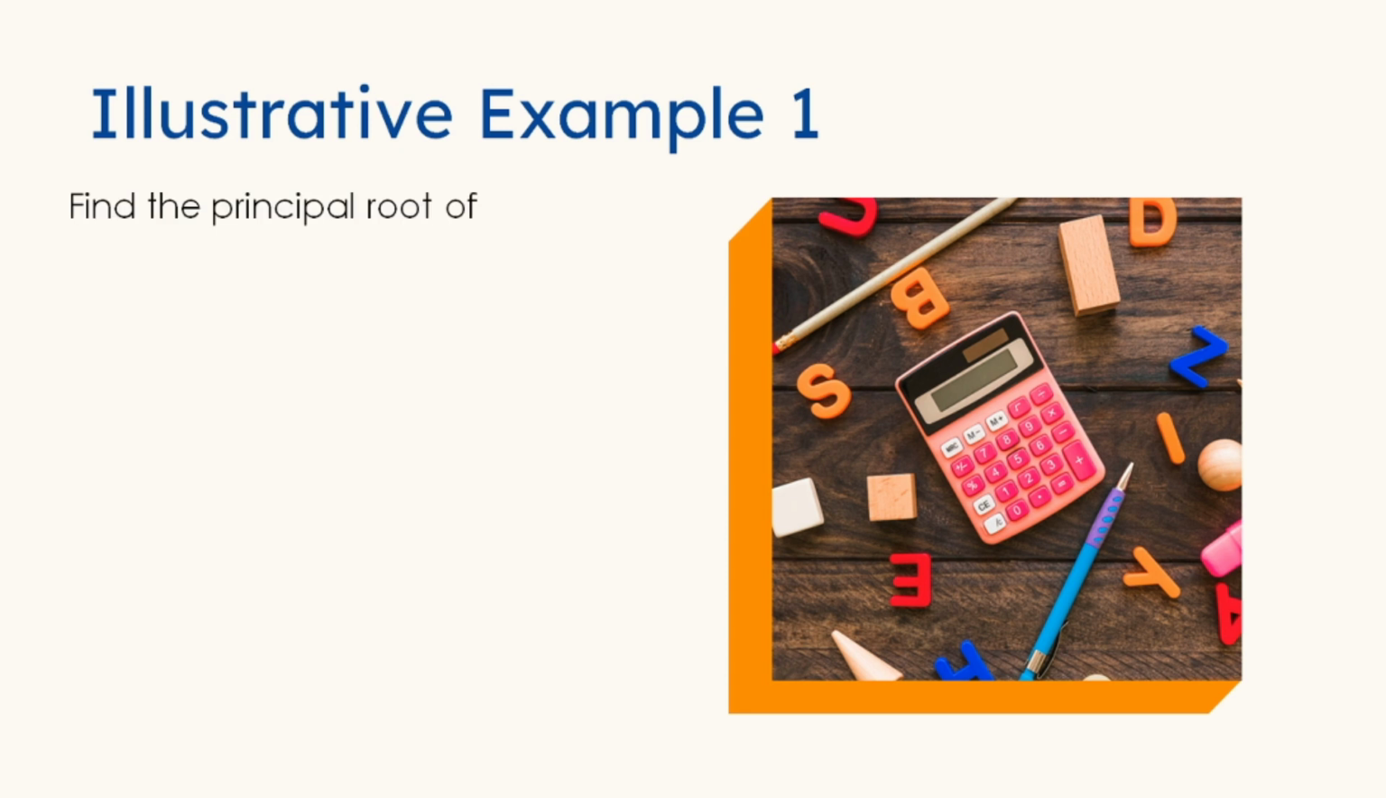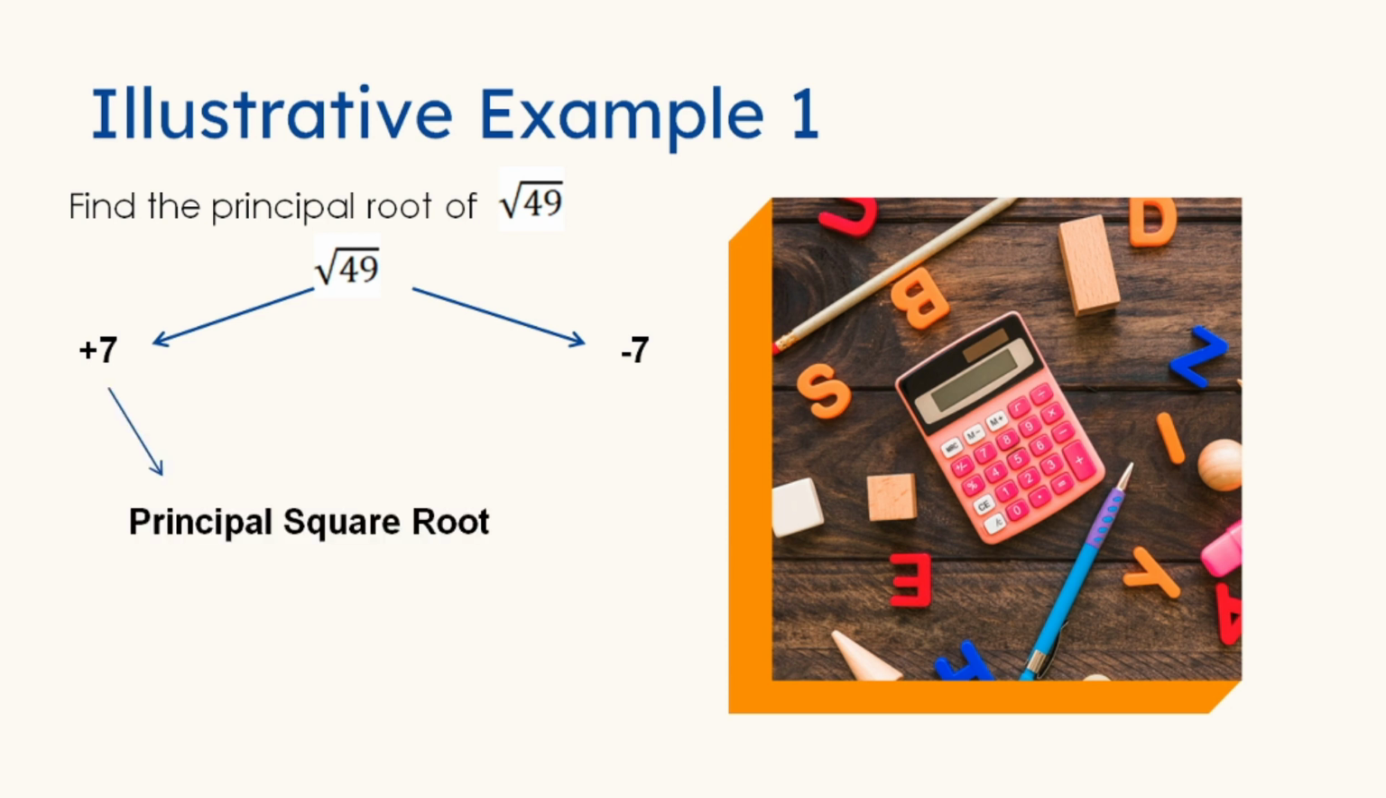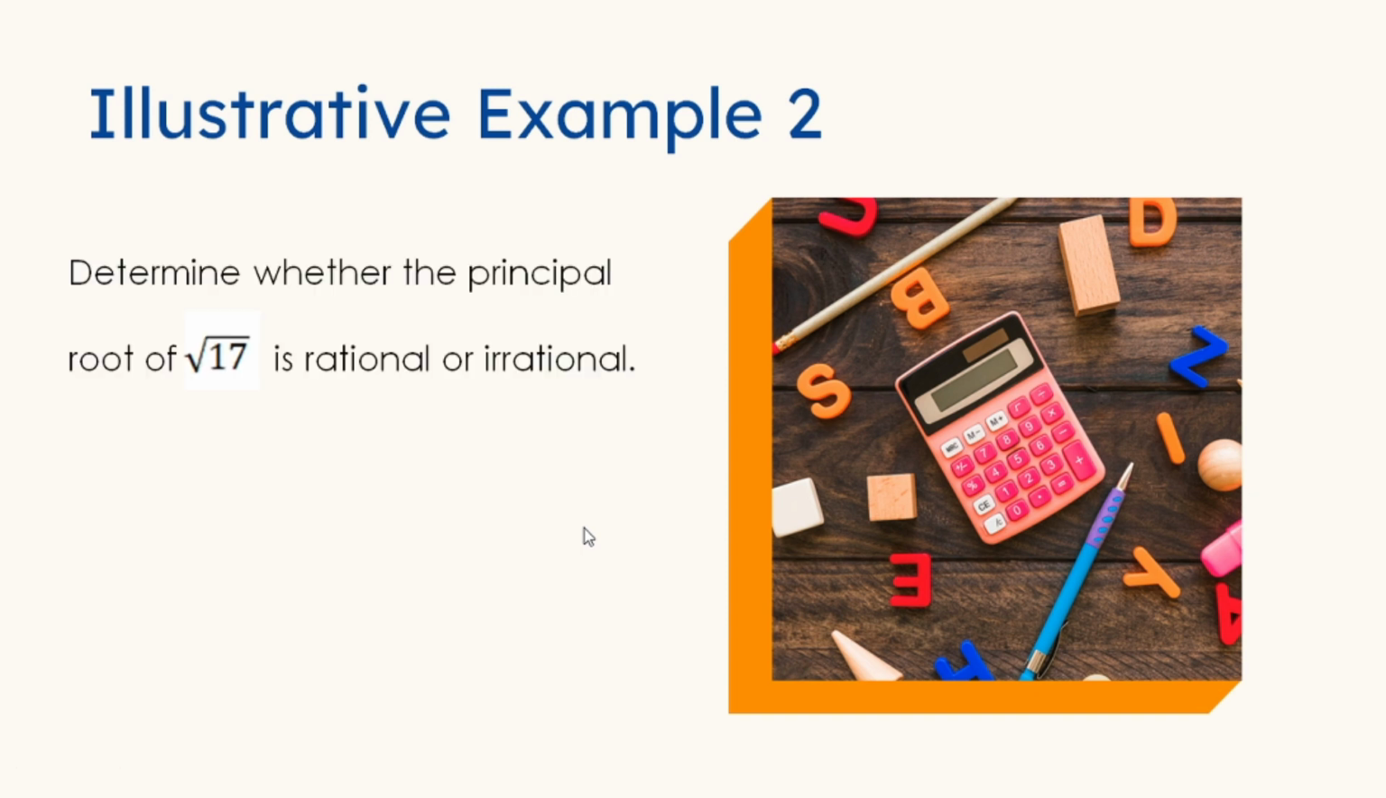Let's have an example. Find the principal root of square root of 49. Pag sinabi ulit natin principal root, ano yon? Yung positive na sagot sa square root. Tama? And ang square root of 49, meron yung dalawang sagot. Positive 7 and negative 7. So, alin dyan ang principal root? Yung positive 7. Now, since we have positive 7 is principal root, ano ba to? Rational, irrational? This is rational. Because 49, the radicand 49, is a perfect square. Kasi 7 times 7 is 49. So, this is rational.